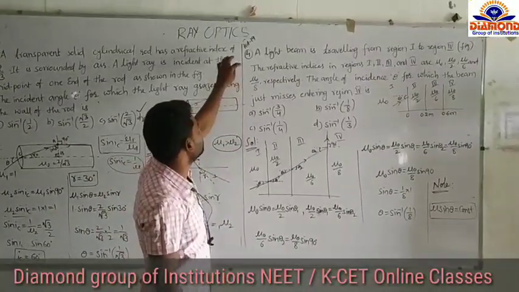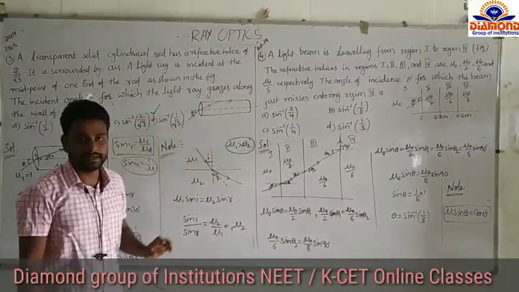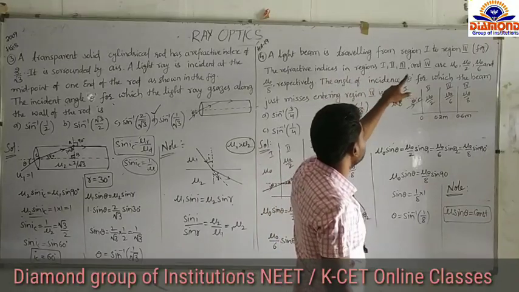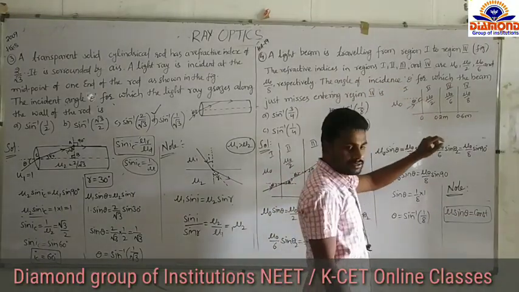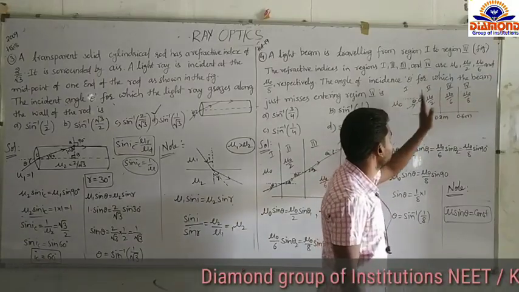And next, to come to the fourth question. This question is in your material, home assignment, 19th question. So the question is, a light beam is traveling from region 1 to region 4. Here they have given the diagram also. So regions 1, 2, 3, 4. The ray is entering from region 1 to 4.